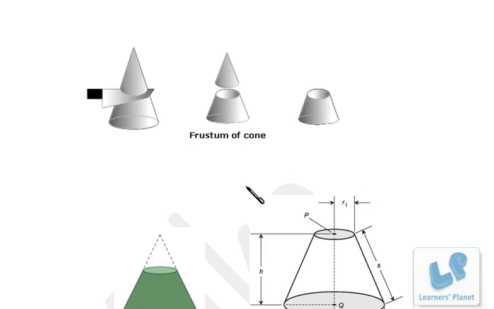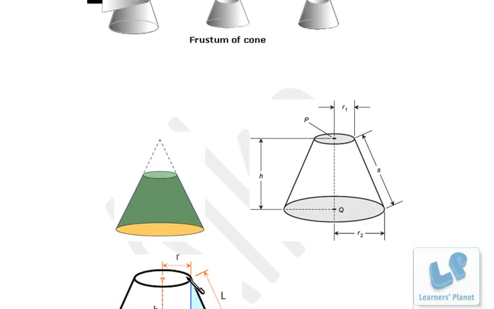Now surely, a frustum of a right circular cone has 2 unequal flat circular surfaces and a curved surface, right? This is a circular surface, this is a circular surface, but they are unequal, and this, the dark green color, that is the curved surface, right?